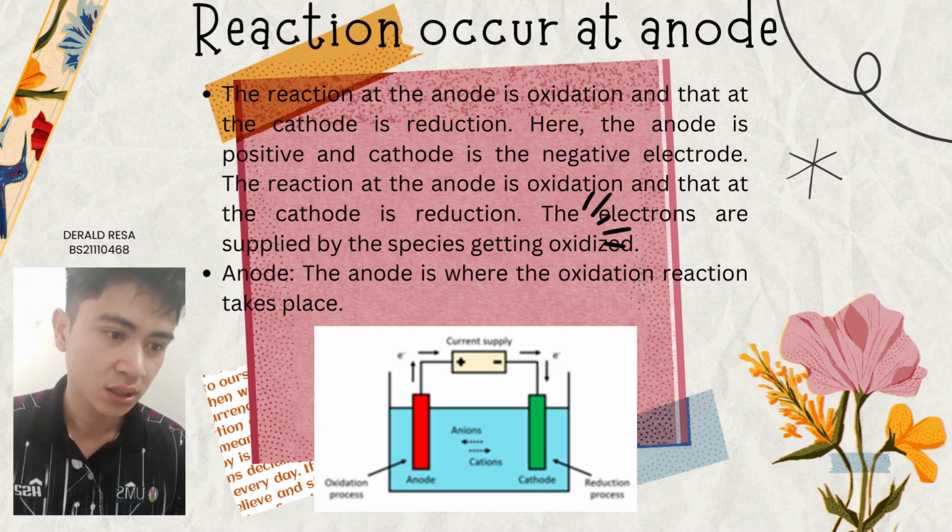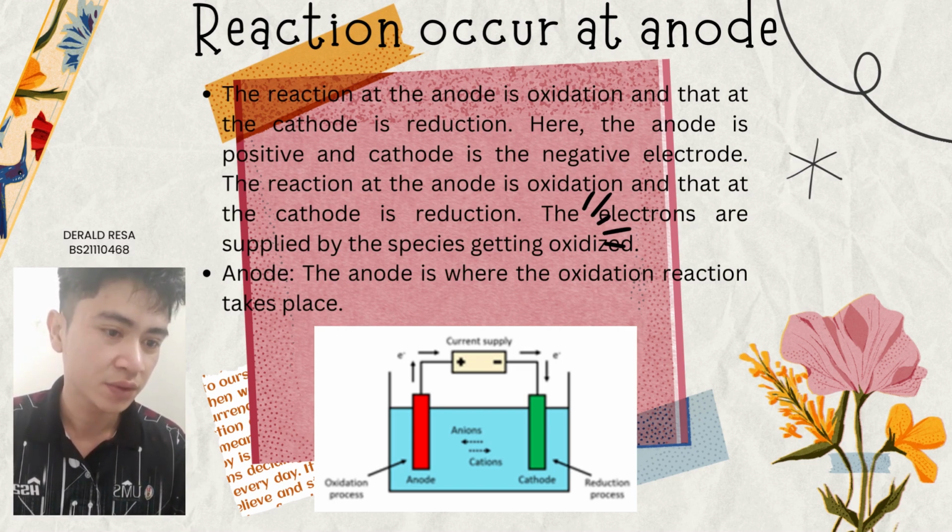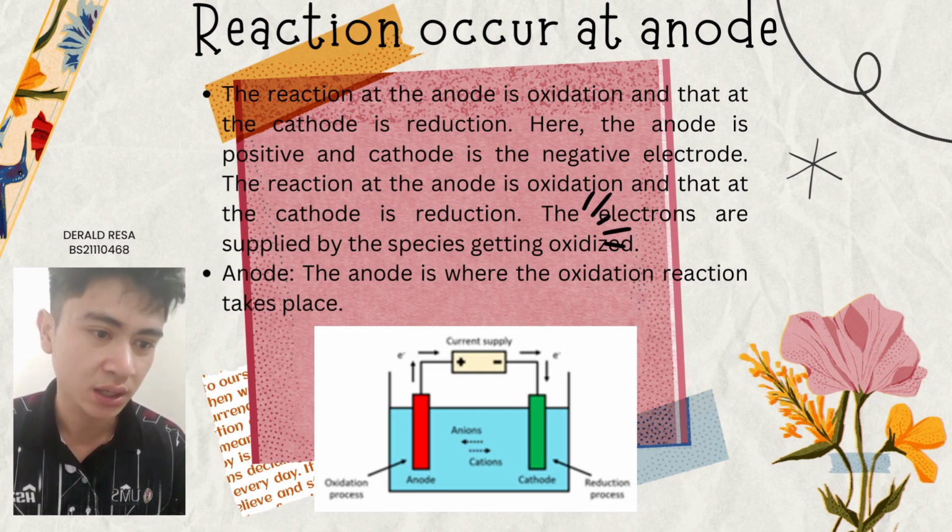Okay, you can see the diagram in the picture below, with the oxidation process at the anode, electron. Okay, that's all from me.